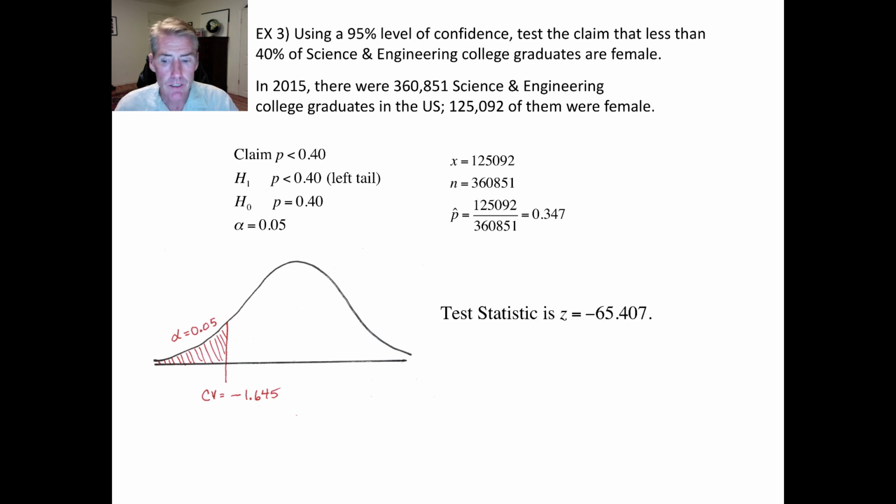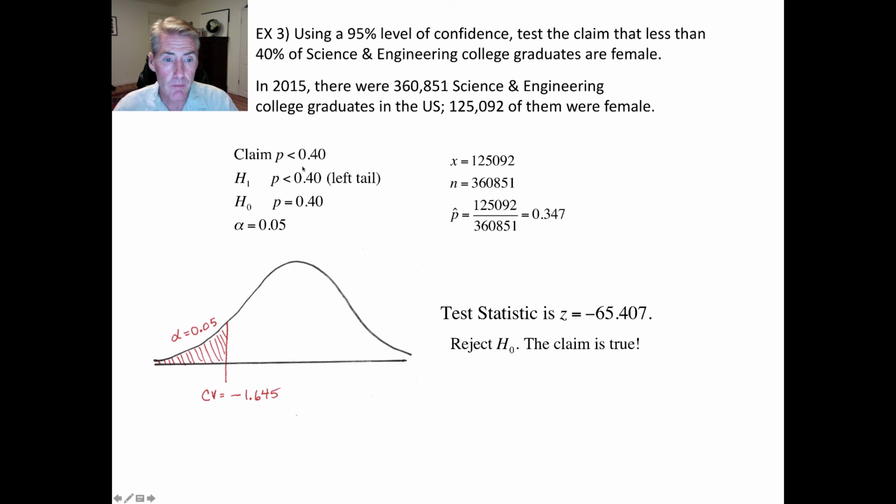So a negative 65.407, does it go past negative 1.645? It would land way, way, way, way, way over to the left. That means yes, we definitely did prove something.